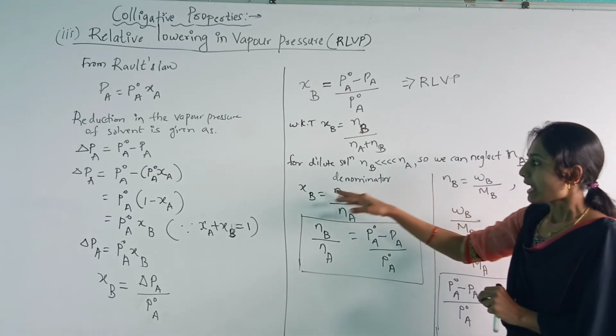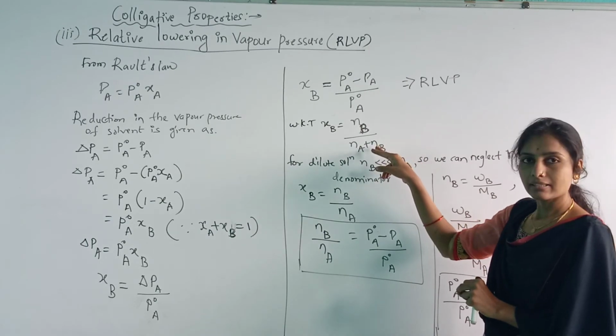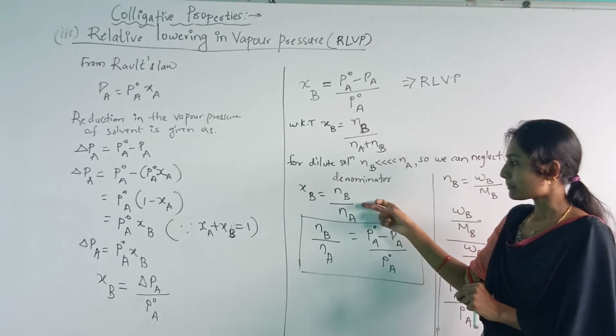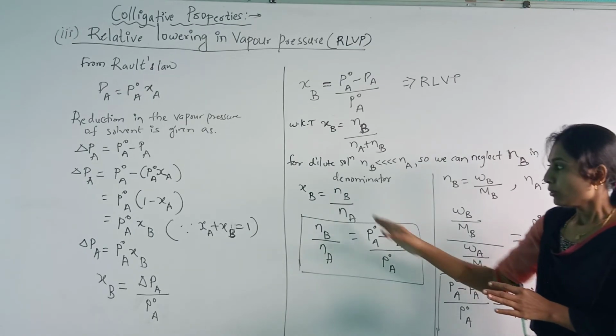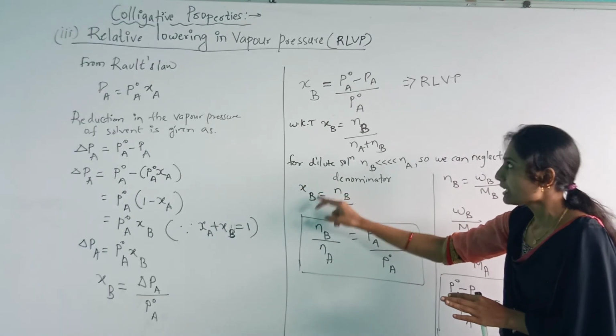Then what am I doing? I am just neglecting the term. I can write XB is equal to NB by NA. Now what is the XB value from this equation?